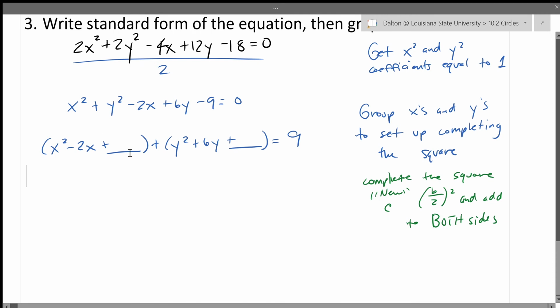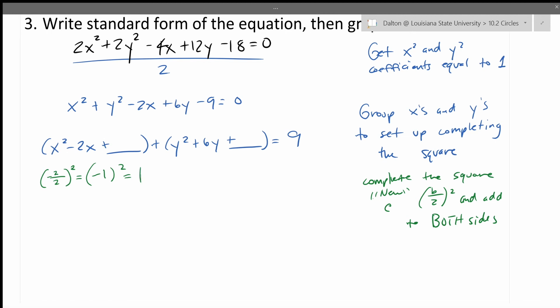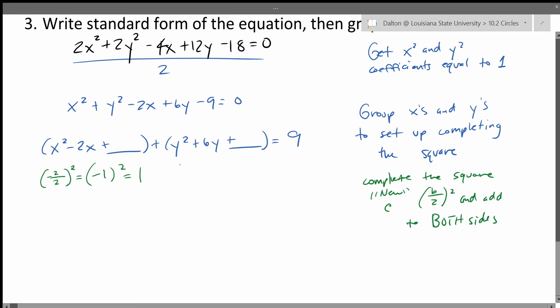So for this group of x's, b is that negative 2. So we'll do negative 2 over 2 squared. And then there's benefit to simplifying one step at a time. Negative 2 divided by 2 is negative 1 squared. Negative 1 squared is positive 1. So that's the completing the square for the x's. We do the same thing for the y's. b divided by 2 squared. So that's going to be 6 divided by 2 squared. 6 over 2 is 3. Squared is 9.